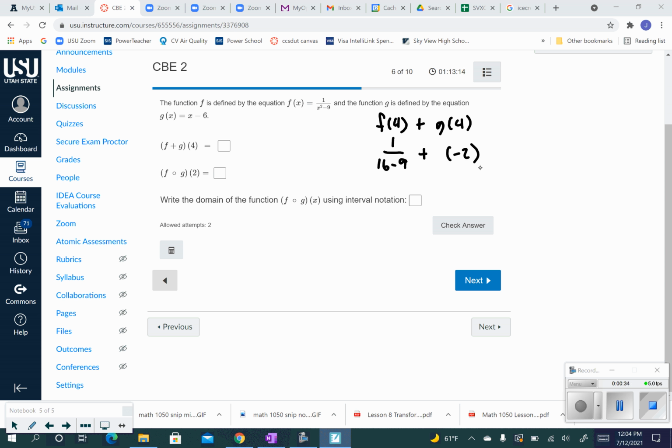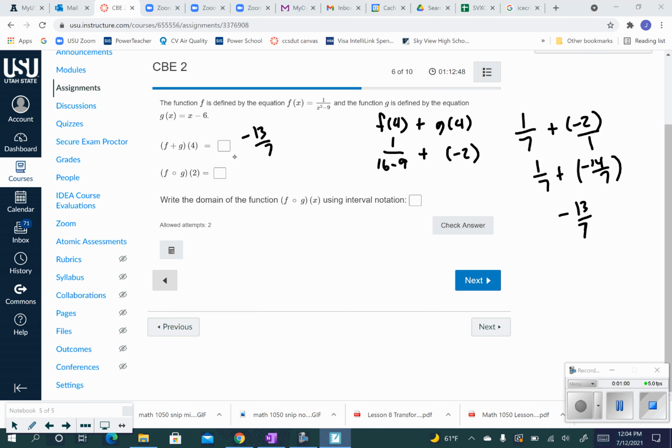Okay, so we end up with 1/7 plus negative 2. I don't care if you use a calculator, you work it out by hand, but that'd be 1/7 plus, get a common denominator, so make it over 7, so it'd be negative 14/7. You add those together, ought to be negative 13/7. That's what our answer should be there.